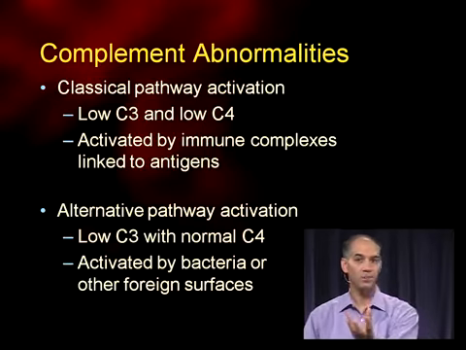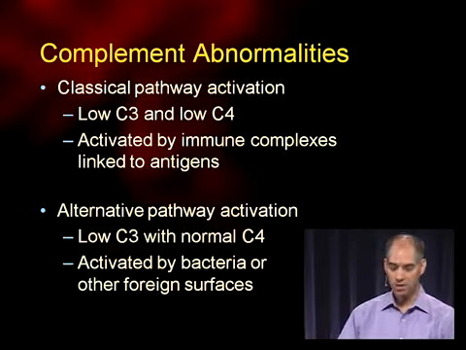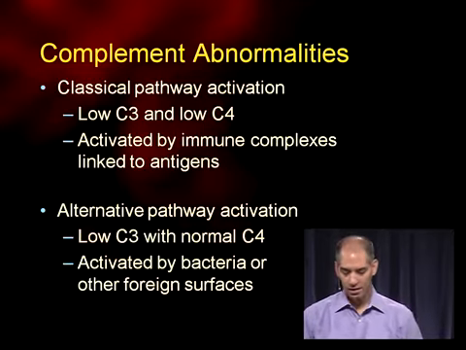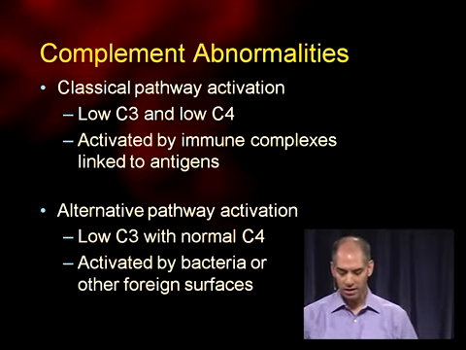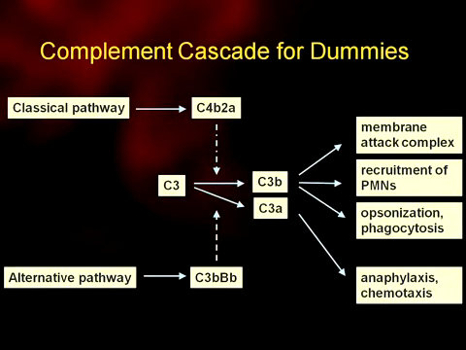Alternatively, the foreign object itself can activate complement independent of the antibodies, and so the alternative pathway is antibody-independent. And all you have to remember from the nephrology standpoint is that classically, C4 and C3 are involved in that process. And of course, the 5, 6, 7, 8 membrane attack complex is what gets us all the inflammation. But in the classic pathway, both C3 and C4 are used up, and so you get decreased C3 and C4. In the alternative pathway, C3 is activating C3 itself, and so only C3 is low.